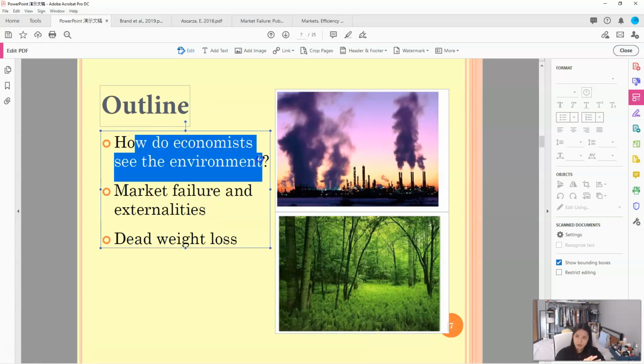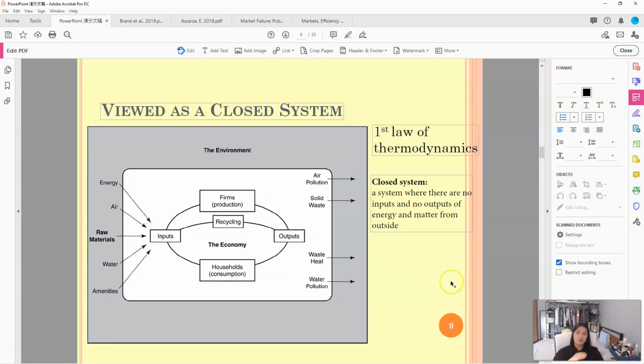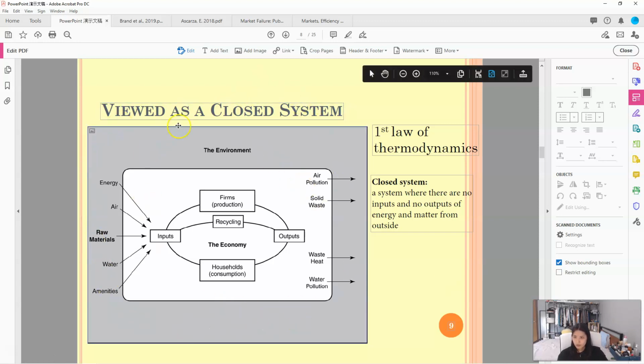So first, how we view the environment. From an economic perspective, we view the environment as a closed system. A closed system is where there are no inputs and no outputs of energy and matter from outside. The large area, the gray area and also the white area, the whole area, we call this the environment. We can see there is no input from outside. Also, there is no output to outside.